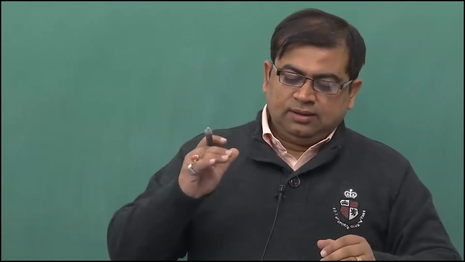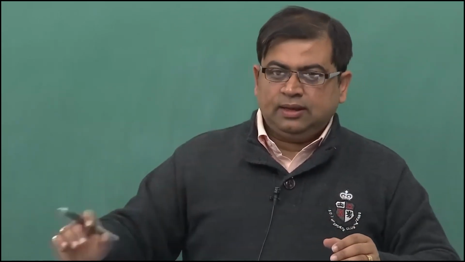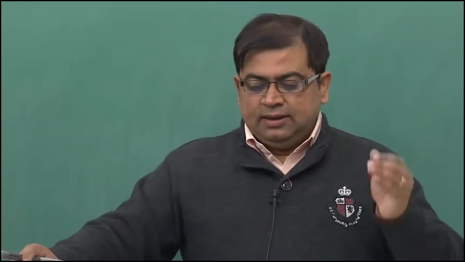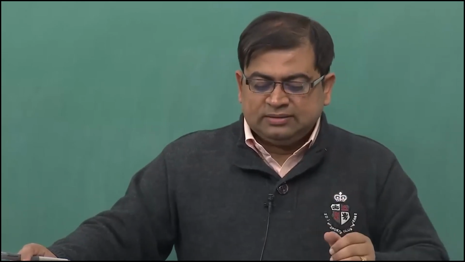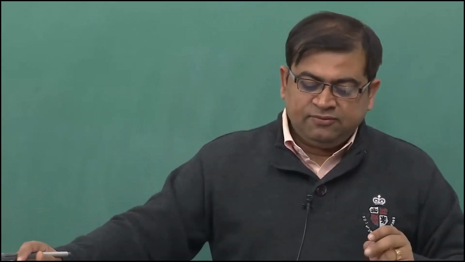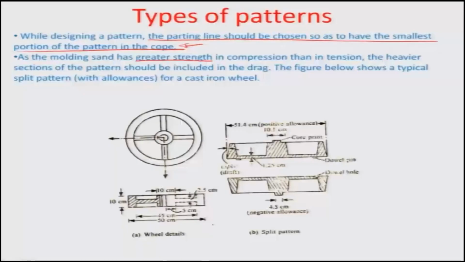Rather, it is preferable that you have the drag half, the lower half, containing most of the metal, and the remaining metal, whatever is left over, even a small part, could be in the cope half. So, normally the patterns are not divided into 50-50% between the cope and drag halves, but obviously the smaller part is in the cope half and the larger part is in the drag half. As the molding sand has greater strength in compression than in tension, the heavier sections of the pattern should be included in drag.